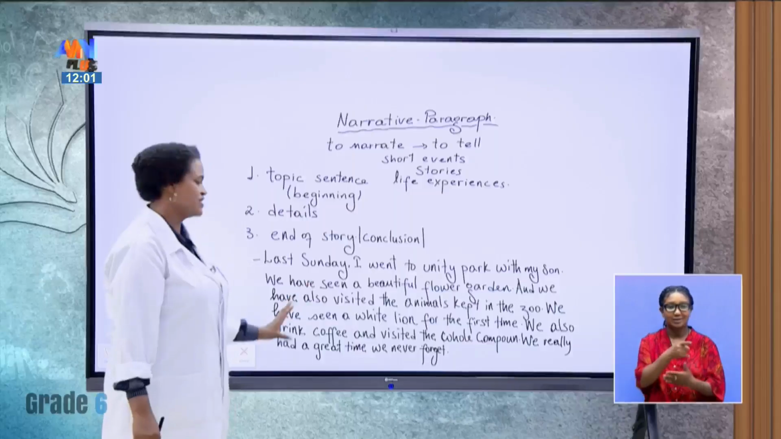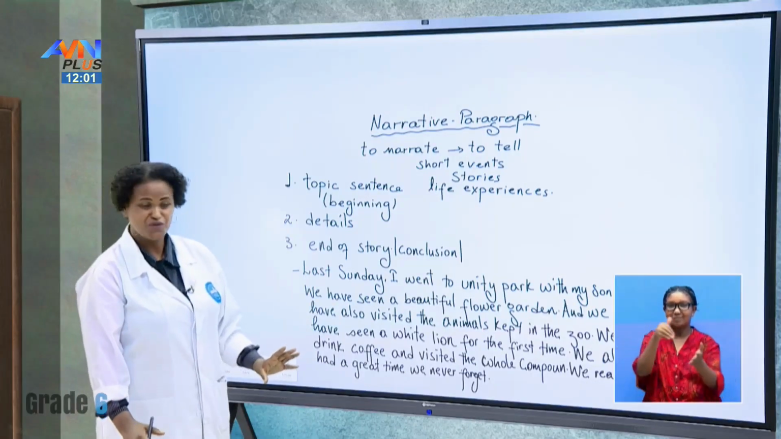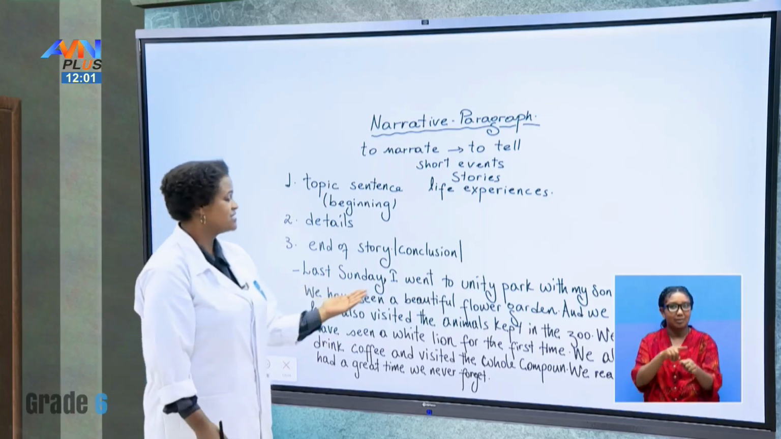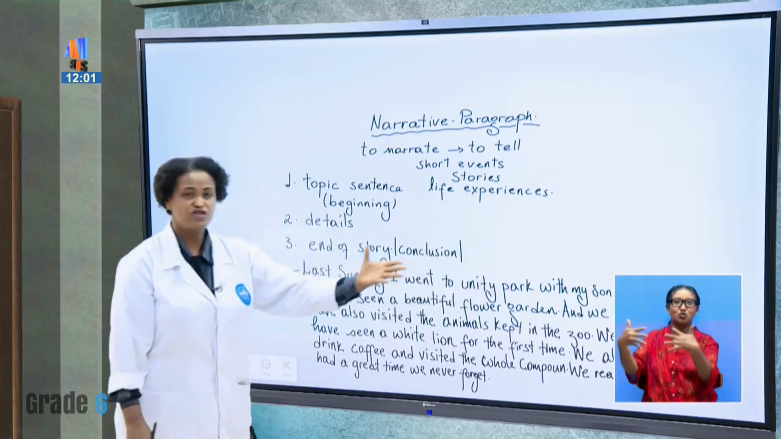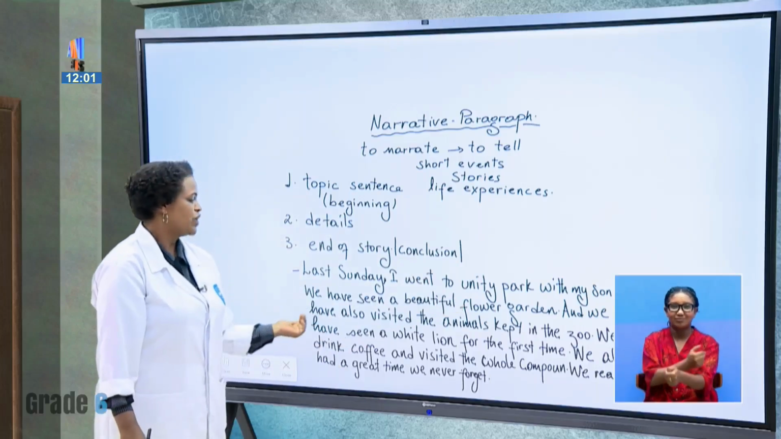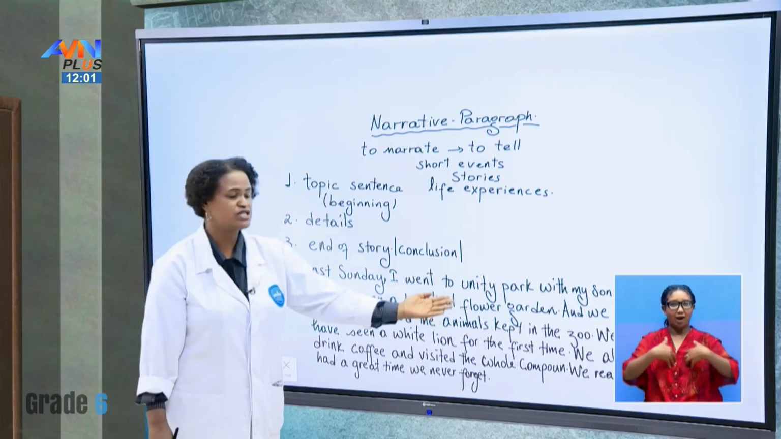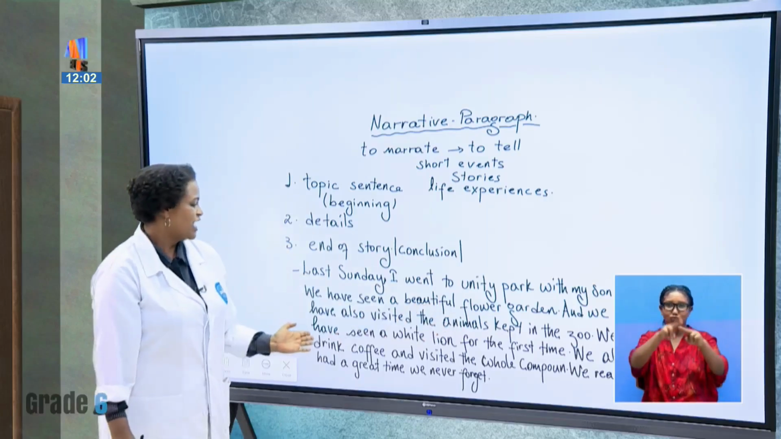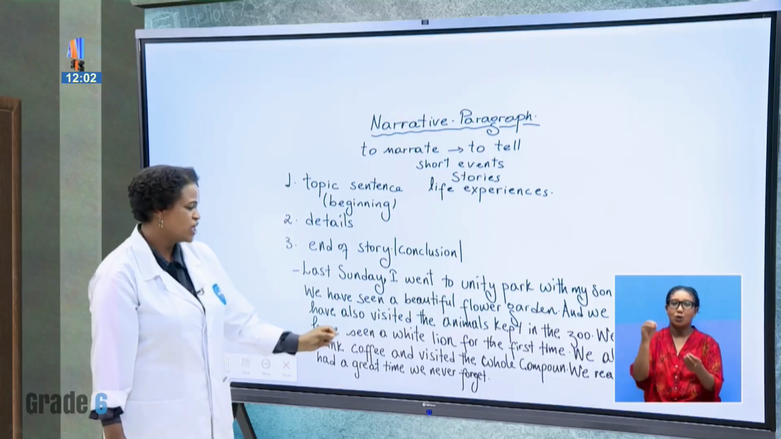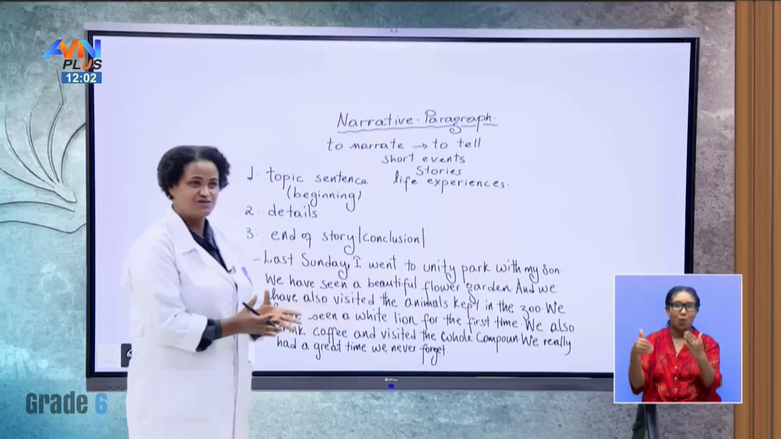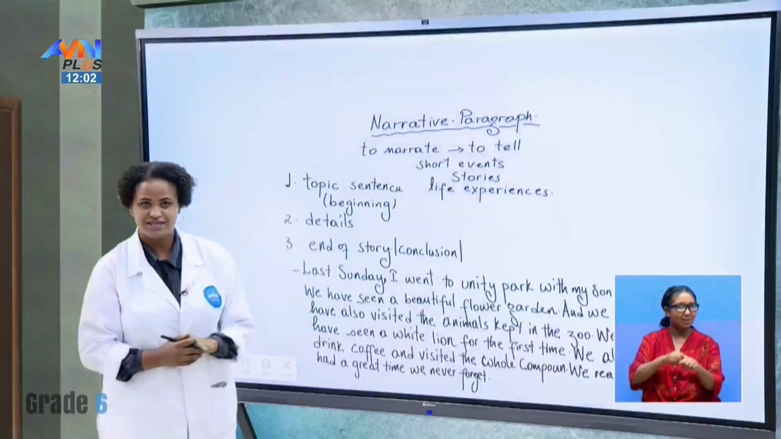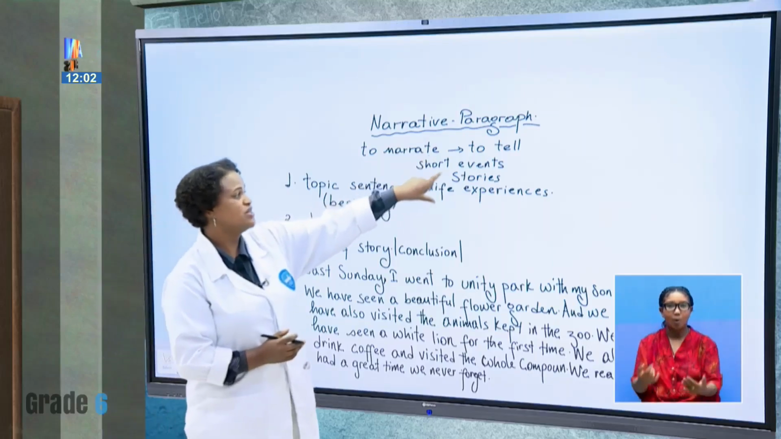Look at this sentence. Let me say it again to you, all right? Last Sunday, comma, since I began with the time adverb, last Sunday, I went to Unity Park with my son. We have seen a beautiful flower garden, and we have also visited the animals kept in the zoo, all right? We have seen a white lion for the first time, okay? We also drank coffee and visited the whole compound with amazing view, and we really had a great time we never forget.